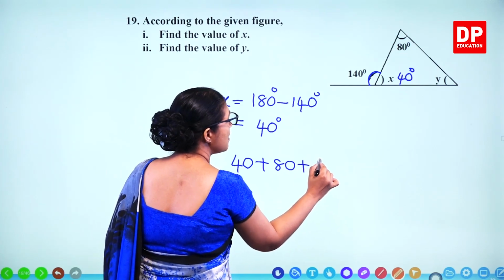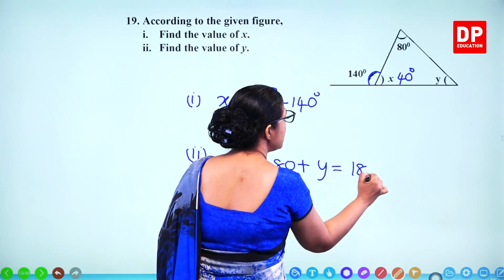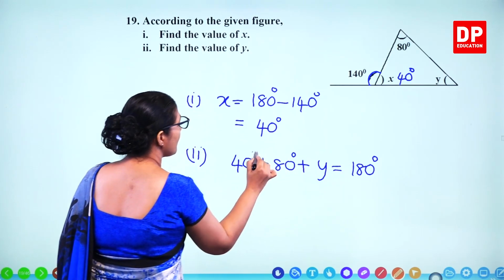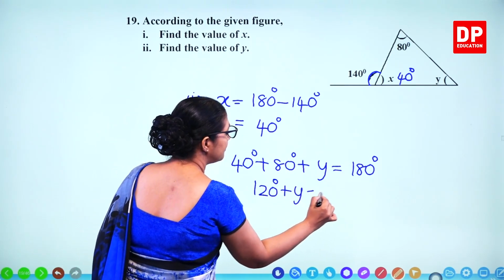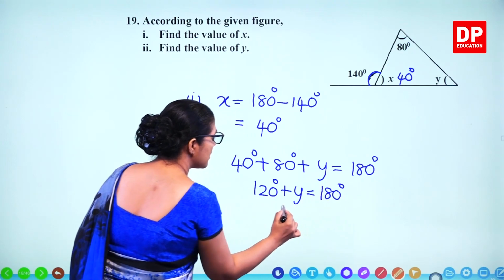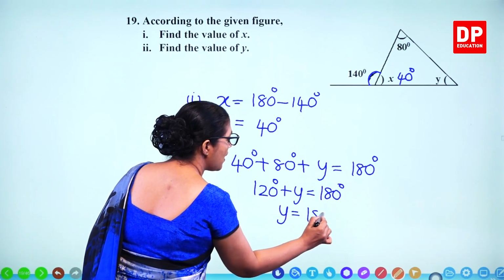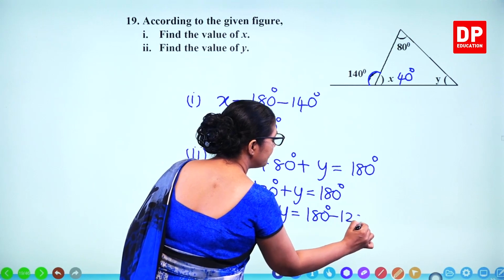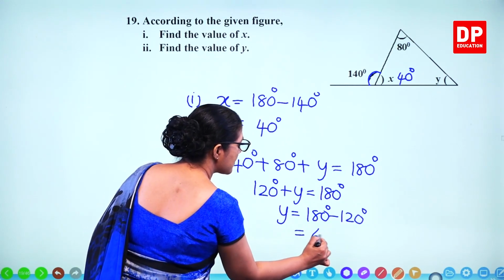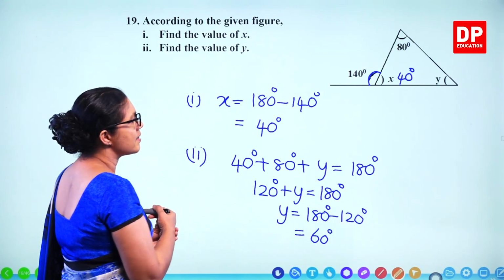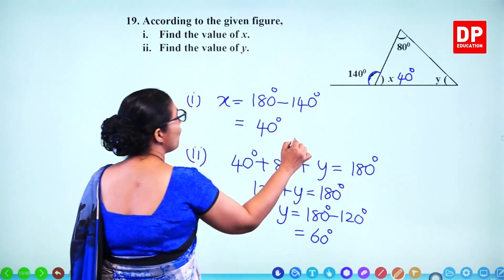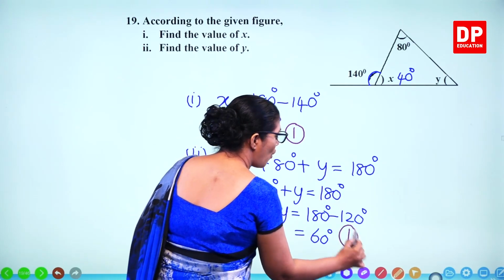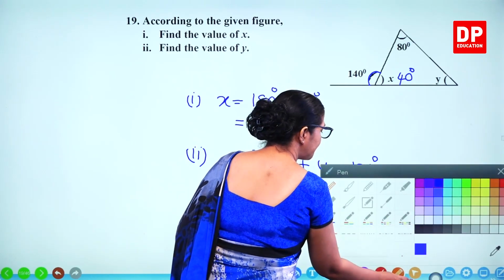The sum of angles adds up to 180. 40 plus 80 plus y is 180. 40 plus 80, 120. Now subtract 120 from 180. You get 60 degrees. So you get 2 marks. One for x value and one for y value.